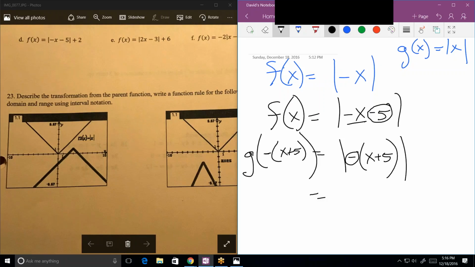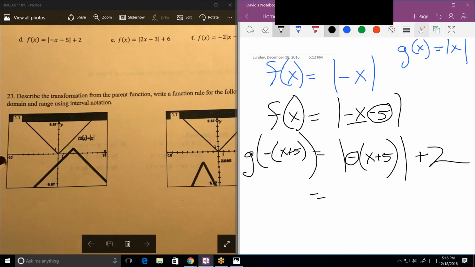Okay, and then the last thing here was the plus 2. What does that do? Oh, for the, yeah, so I see it as a horizontal shift, left 5 and then up 2. Correct. Cool. All right.